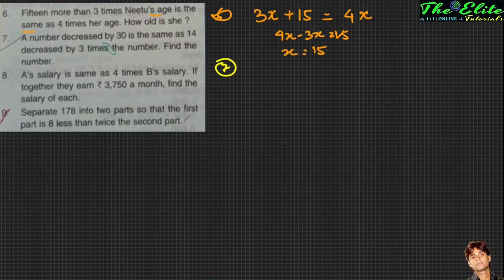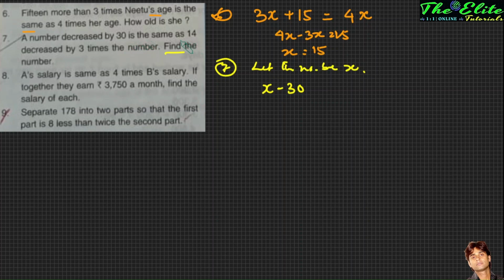A number decreased by 30 is, find the number. The question is find the number. So the same thing you have to assume: let the number be x. A number decreased by 30, so if you are decreasing it by 30, it means it will be x minus 30.